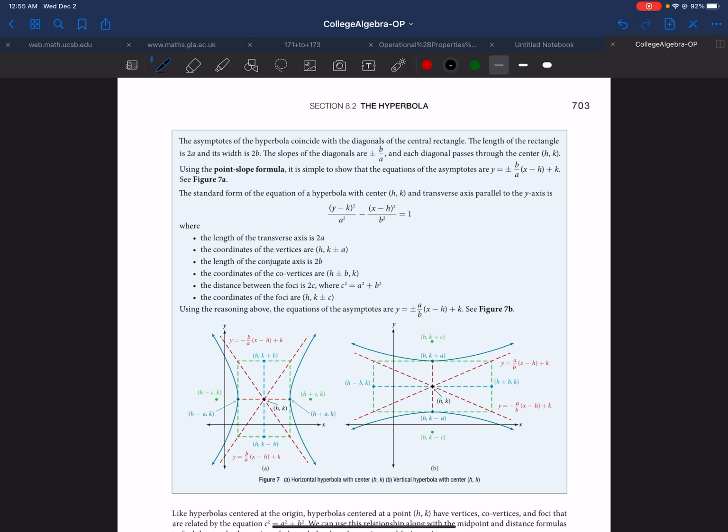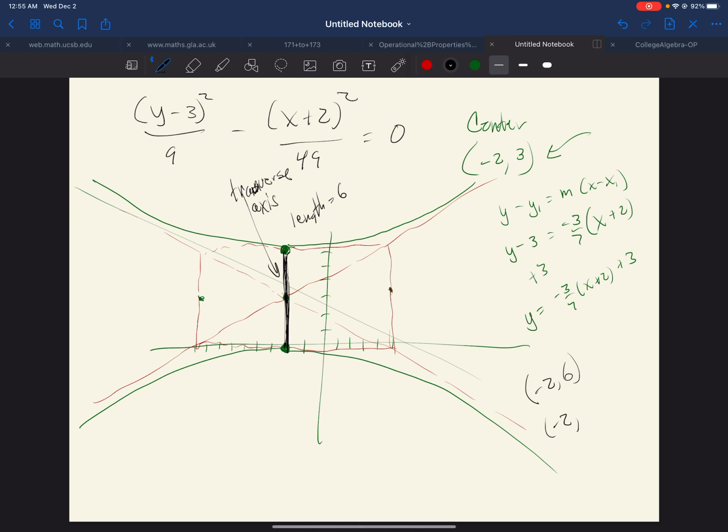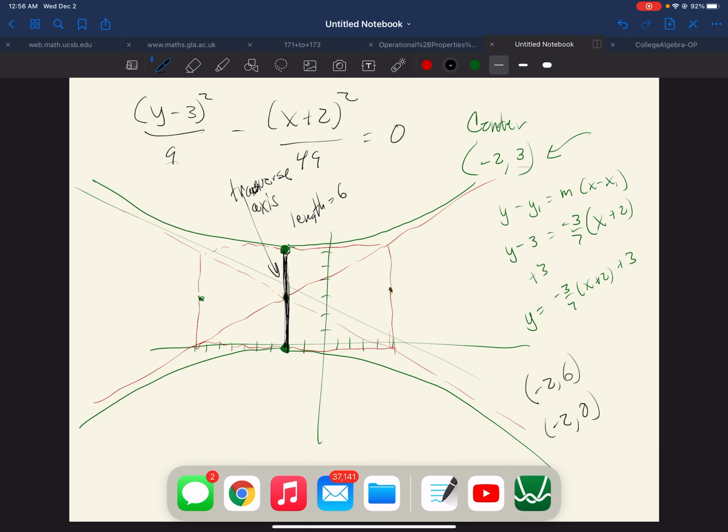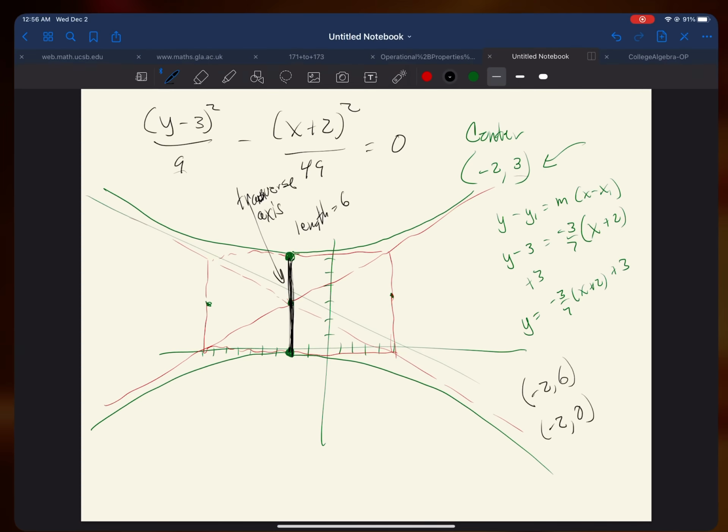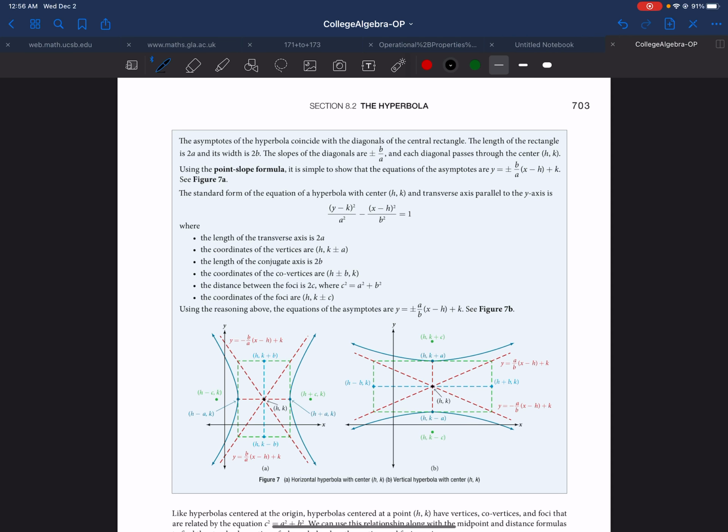K minus a, sorry. And in that case, k is 3, minus a is 3, and 3 minus 3 is 0. So we should get -2, 6 and -2, 0 as our vertices. And right there, and right there, those are the actual vertices in there. And so you can see them right there.